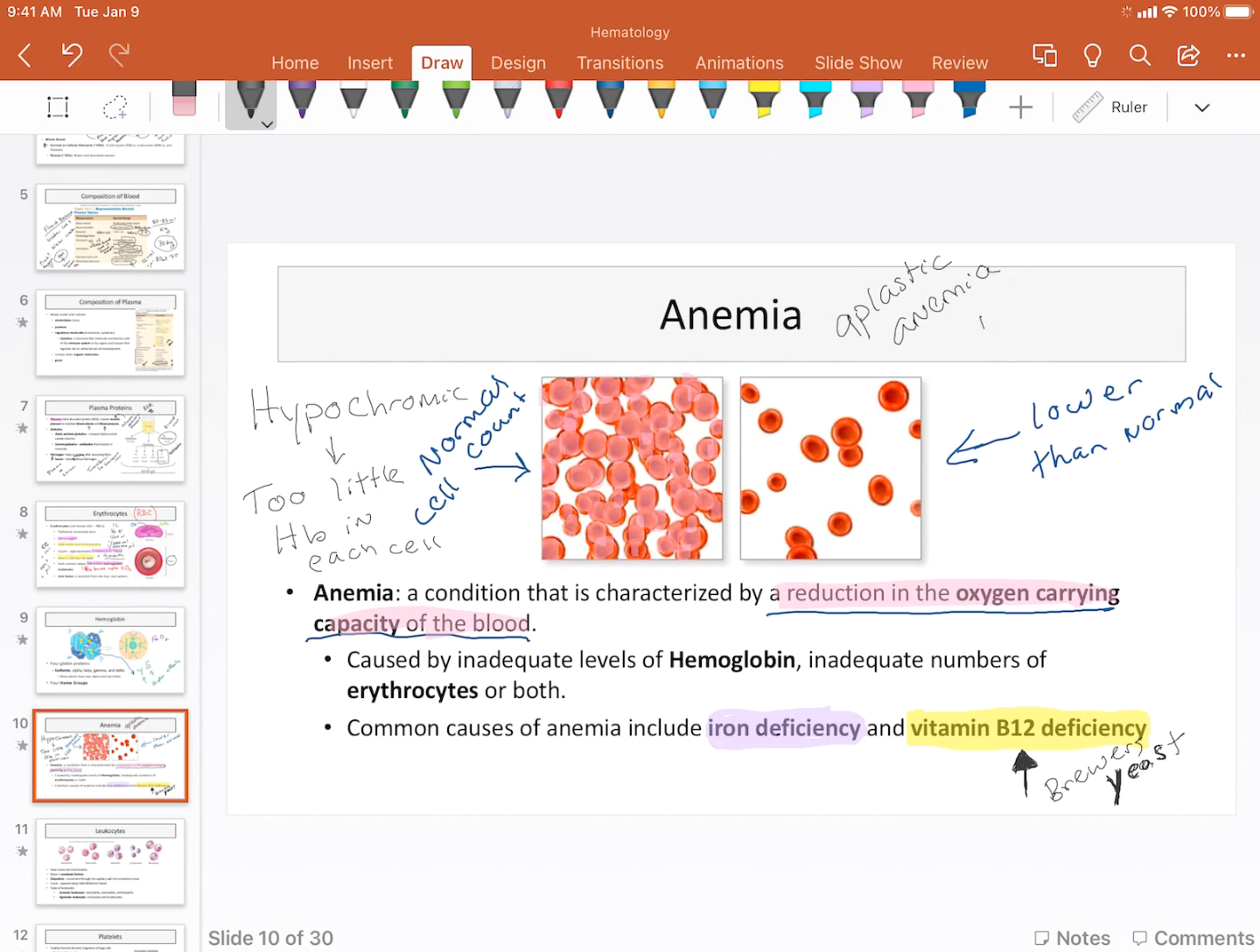And then another type of anemia is hemolytic. As the name suggests, this would cause the lysis of the red blood cells, and one of the most common types of hemolytic anemia is sickle cell anemia. Okay, and so those are some that I want you to know. Let me add one more: pernicious anemia.